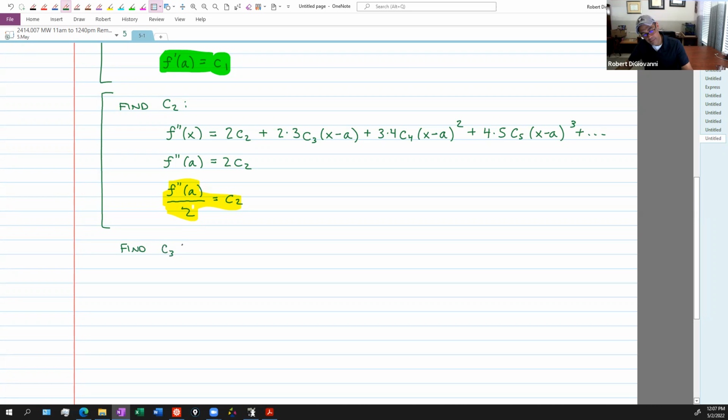Find c sub 3. So I'm going to take the third derivative of the function, which kills this piece off. I'm left with the 2 times 3 c sub 3. That's the derivative of this. Do you see what happens on this derivative? 2 comes out, joins the 3 and the 4. So we have 2 times 3 times 4 c sub 4 x minus a. And then here the 3 comes out and joins the 4 and the 5. So 3 times 4 times 5 c sub 5 x minus a to the second plus dot, dot, dot.